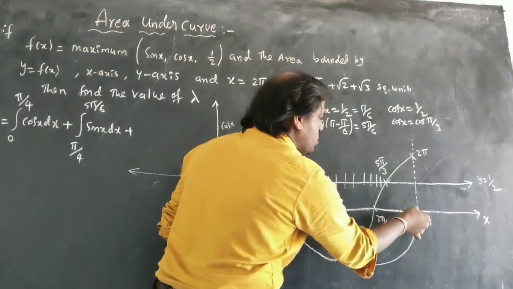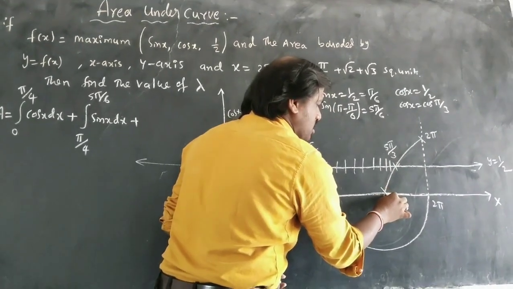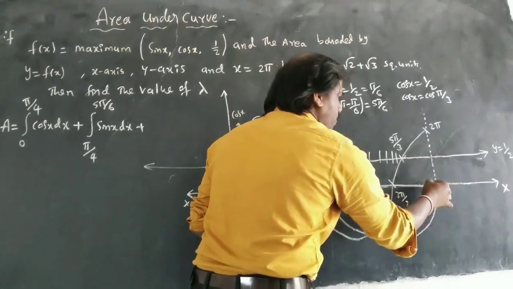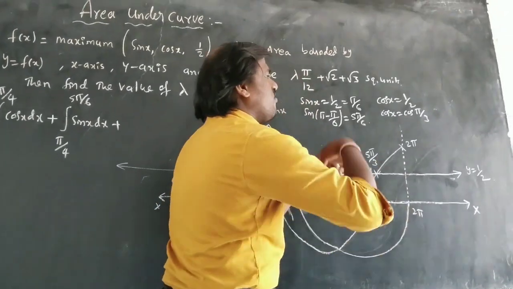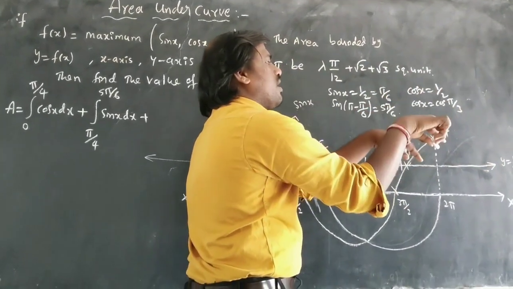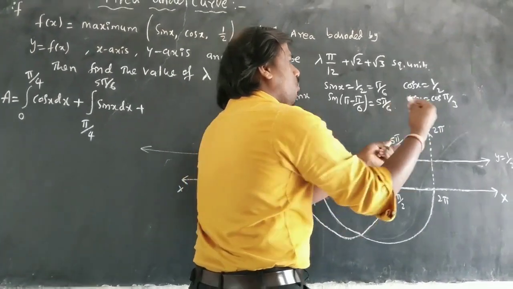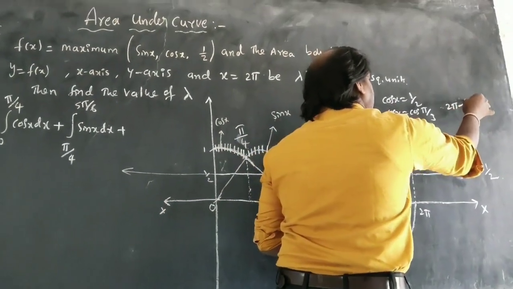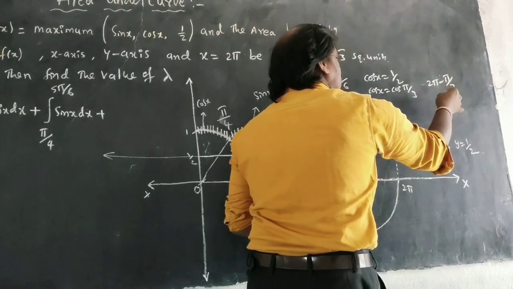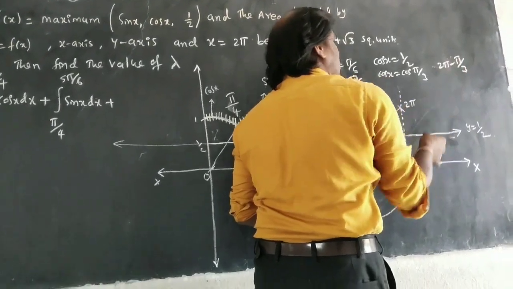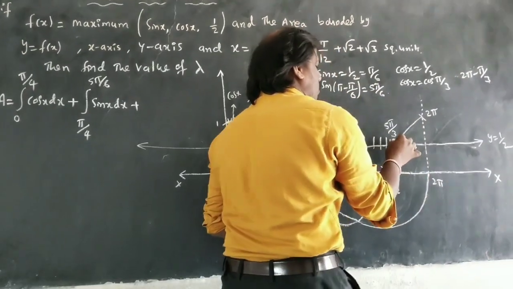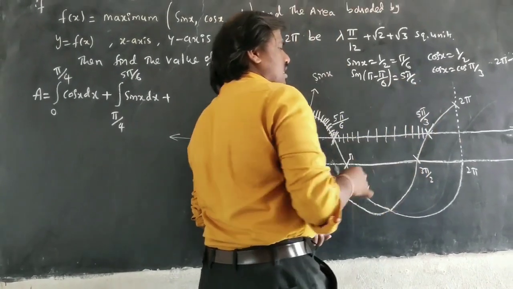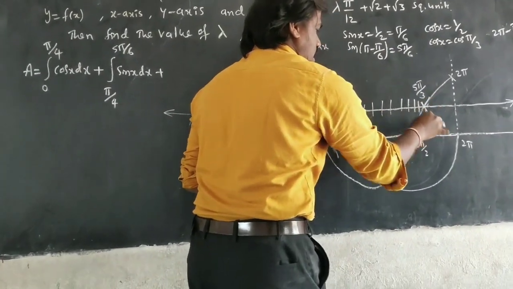But in which quadrant is it? See, this is between 3 pi by 2 and 2 pi, which means in the fourth quadrant. So the answer is 2 pi minus pi by 3, that is 6 pi minus pi over 3, that is 5 pi by 3. These are intersecting at 5 pi by 3.